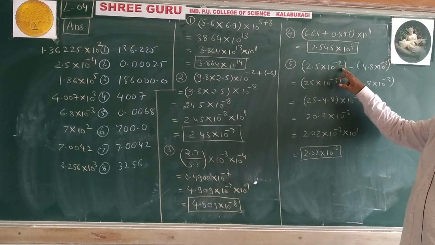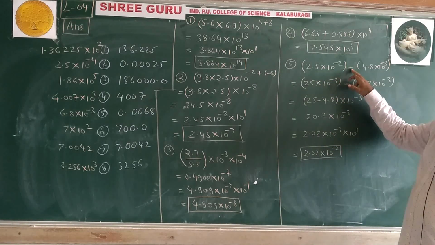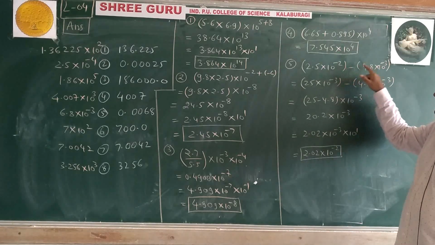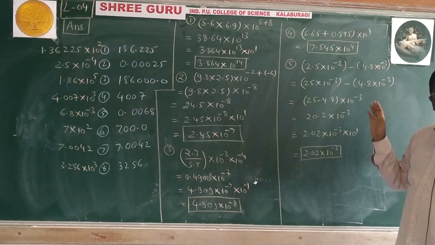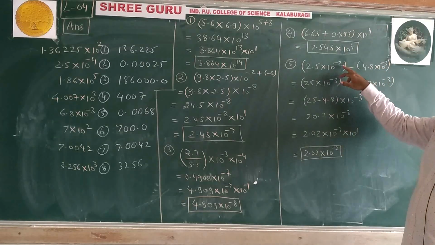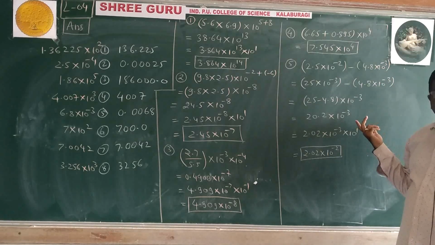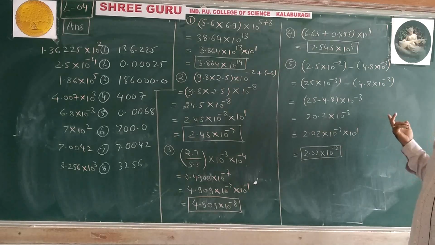2.5 into 10 raised to minus 2. From that we have to subtract 4.8 into 10 raised to minus 3. Now powers of tens are different here. We should make them equal. You make this minus 3 or you make this minus 2. Anything will work out here.